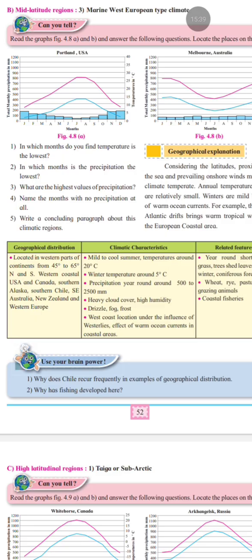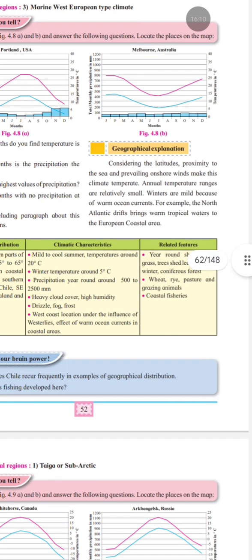The regions generally experience heavy cloud cover, high humidity, drizzle, fog, frost. Because these regions are on the western coast, they are strongly influenced by westerlies. Warm ocean currents also influence the coastal areas. Now, natural vegetation here, what type of vegetation is found here? Natural vegetation includes short green grass throughout the year. Some trees shed their leaves during the winter. Coniferous forests are also found here.